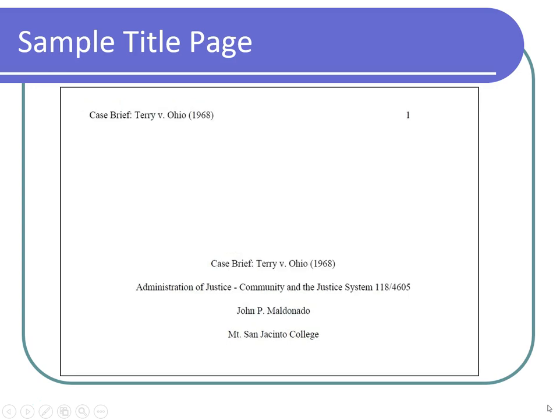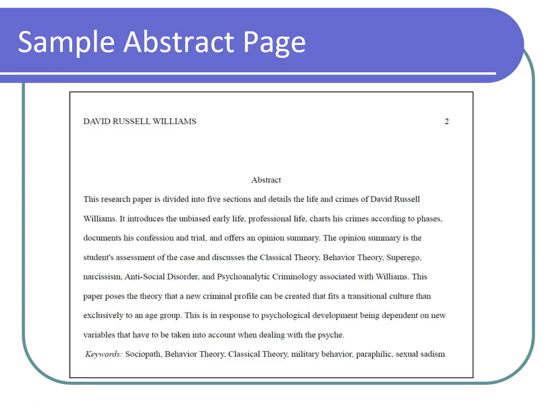So that's one example. Another example would be a case study on the case Terry versus Ohio. So here's the running header at the top. Again, you have the page number, and then you have the information. So here's the case, the class, the student, and the college. If you want to throw my name in there, you can too. That's great, but you don't have to. But this is a sample title page.